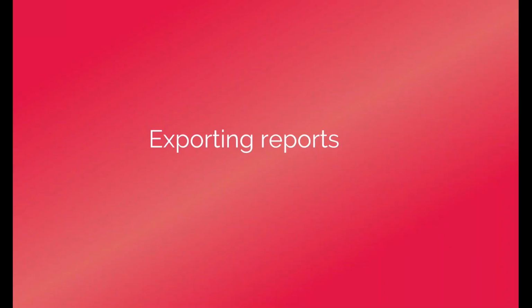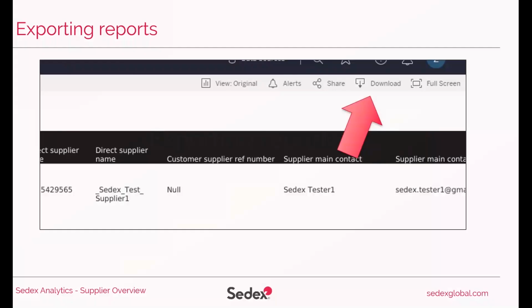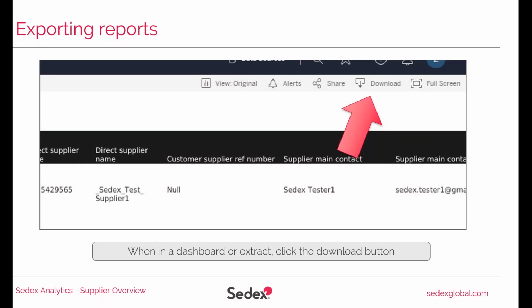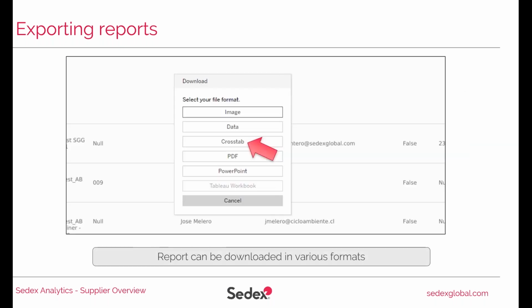Okay, so other things we have here is about exporting. You can download the actual report. Again, you would go into extract to download it. So there's a download button at the top right. Clicking that option will reveal a pop-up window, and the option you want is crosstab. I'll be showing you this very shortly, but just to mention that, you have that there as well.